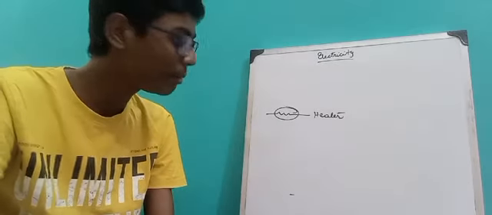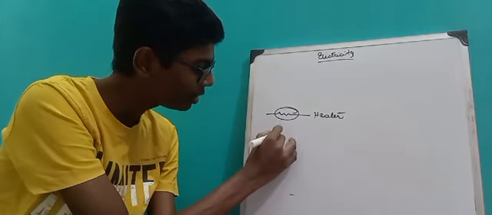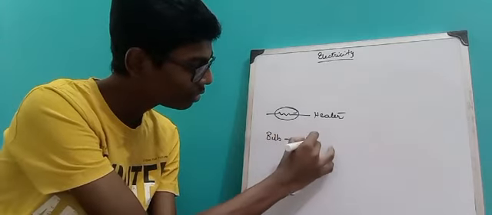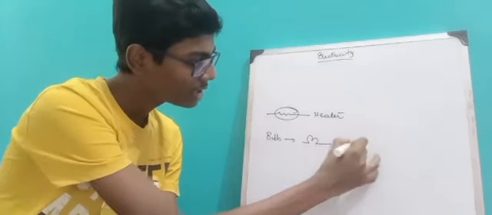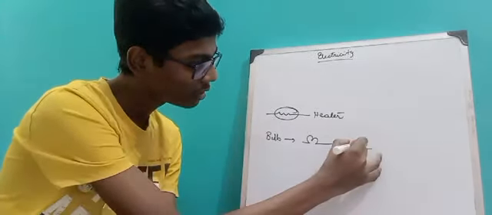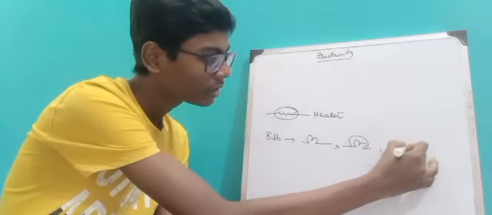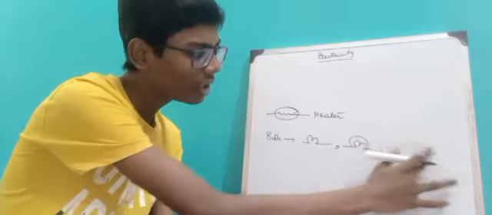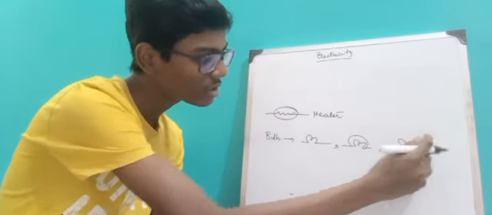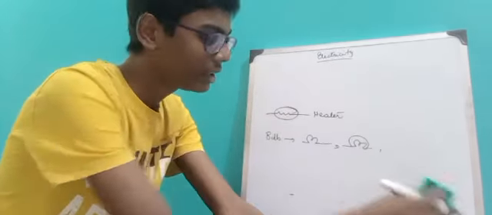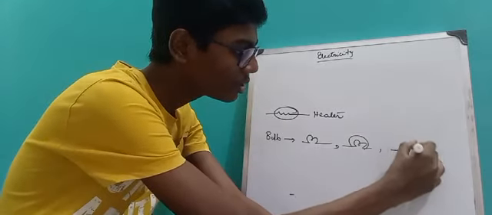Now, how to represent a bulb? A bulb can be represented in three ways. First, like this. Second, like this. And third, like this. The third one we do not use much. Sometimes it is usable, but most probably we use the first two.